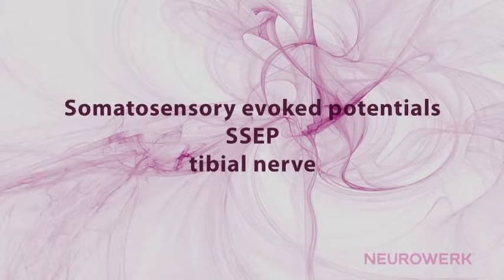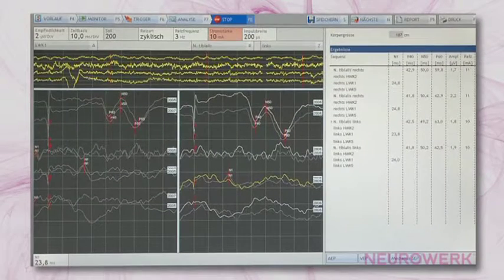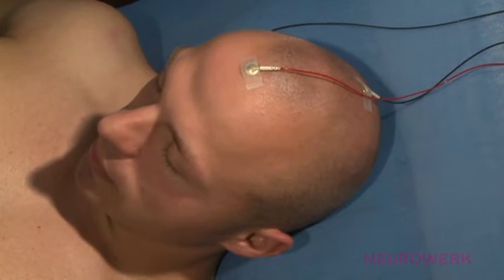Somatosensory evoked potentials, SSEP, of the tibial nerve. The instrument settings for the SSEP of the tibial nerve should be selected as follows. Amplification, 2 microvolt per division. Time base, 10 milliseconds per division. Stimulus duration, 200 microseconds. The limiting frequencies at Neurowerk EMG have been stored in the setup settings and cannot be directly changed. Obviously, the device settings should be configured to suit the particular diagnostic requirements.